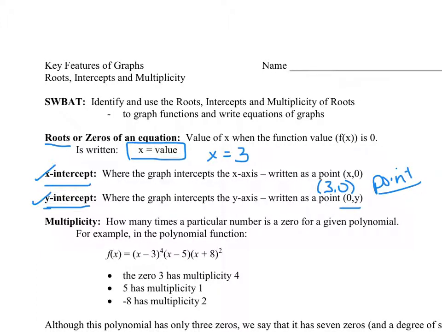So you basically just have to know that if you're looking for a y-intercept, the x value is 0 and the y value is some number, etc. These are just examples of how you would write them, but that's the idea.